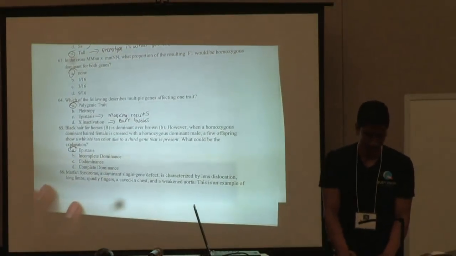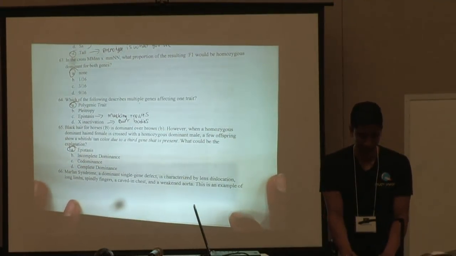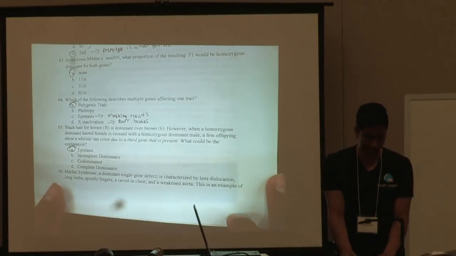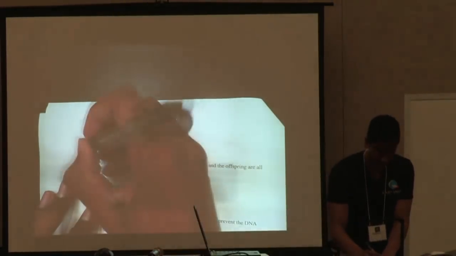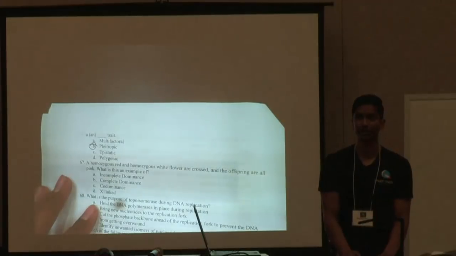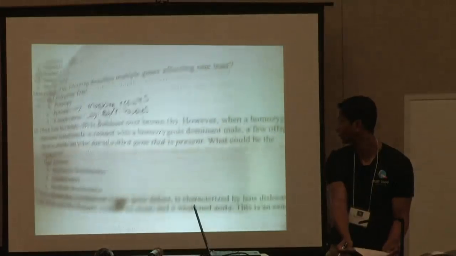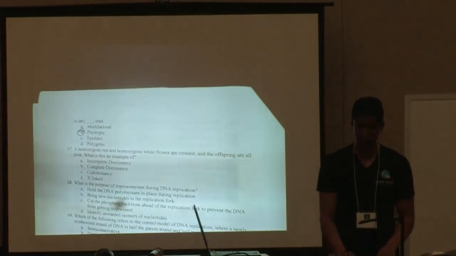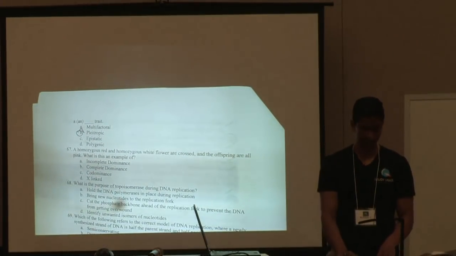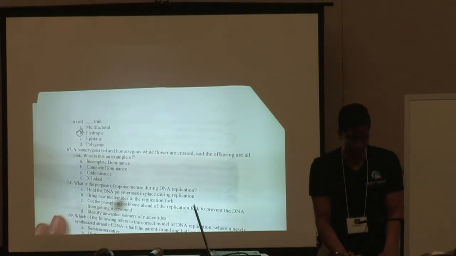All right. Marfan syndrome, a dominant single gene defect, is characterized by lens dislocation, long limbs, spindly fingers, a caved-in chest, and a weakened aorta. This is an example of, what is it? Good. So it's one thing that affects many different traits. That's why you have all of these unfortunate problems down here. So that is pleiotropy. Yes. Good example.